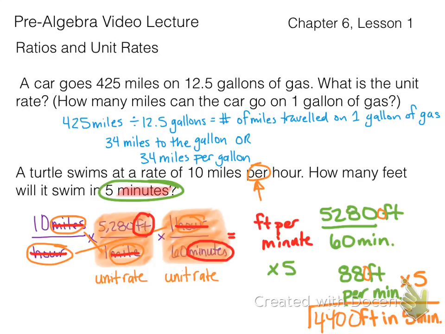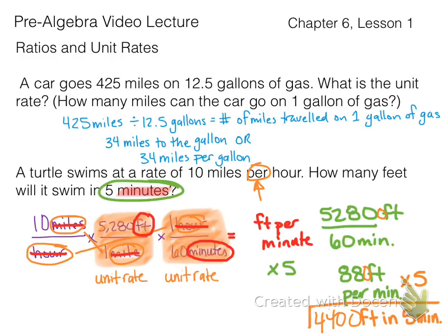All right, so this is a pretty fast turtle. This turtle can swim just under a mile in 5 minutes. They must not be fast on land, but they're definitely fast in water. Okay, well, if they're swimming 10 miles an hour, that's actually pretty fast. All right, so there you go.